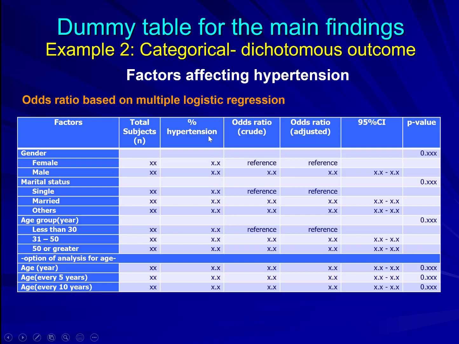It's derived from the numerator, which is the number of hypertension cases divided by the total subjects in each group.